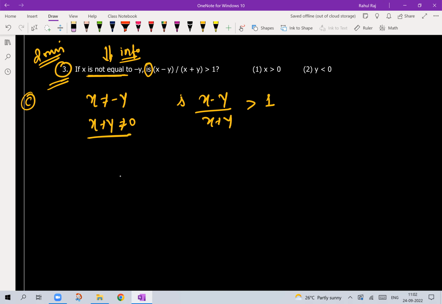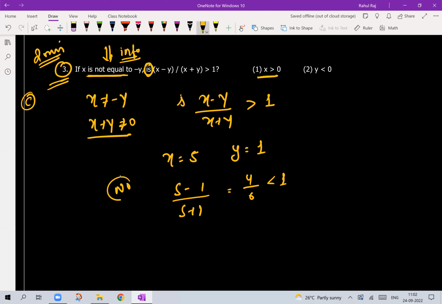Now come down to the point, it is pretty simple. It's a DS type of question. If I say statement number 1 is not sufficient, I should have a yes or no situation. Simple logic. Imagine option number 1 says x is greater than 0. Can I say x is equal to, let's say, 5? I have no idea about y at all. Can I say y is equal to, let's say, 1? So 5 minus 1 by 5 plus 1, that is 4 by 6, which is less than 1. I have a no situation.